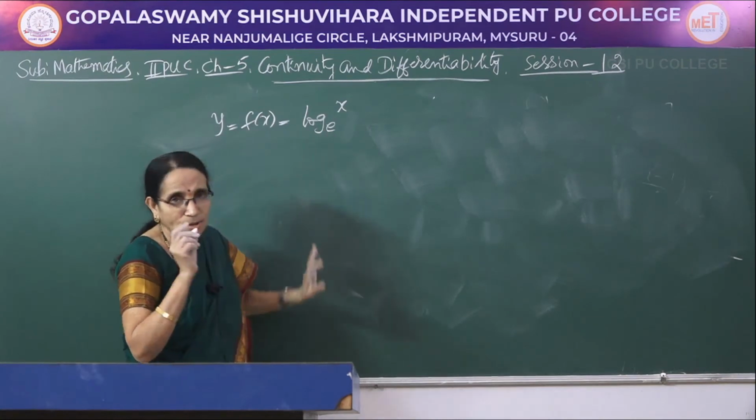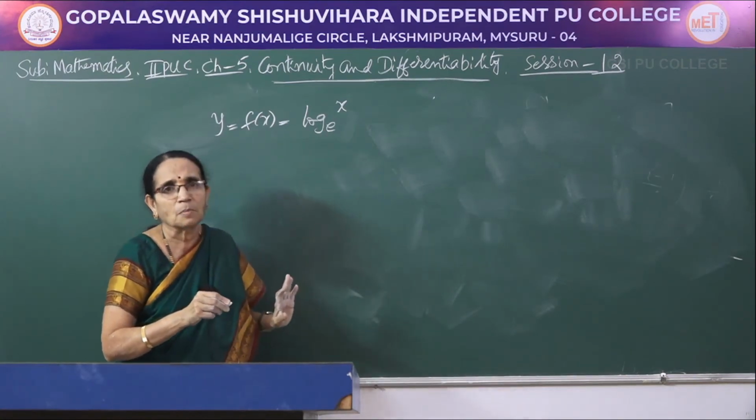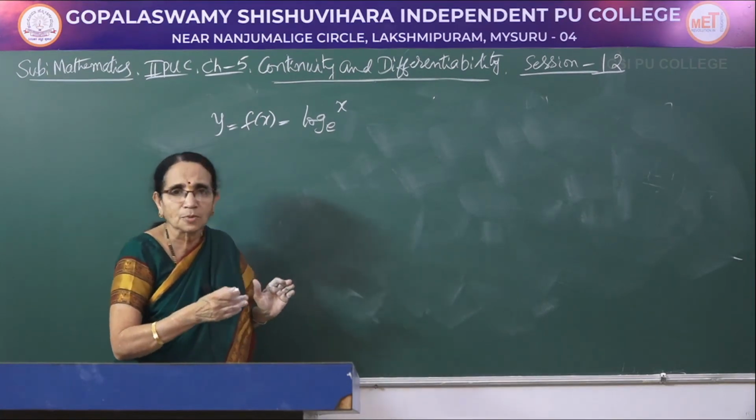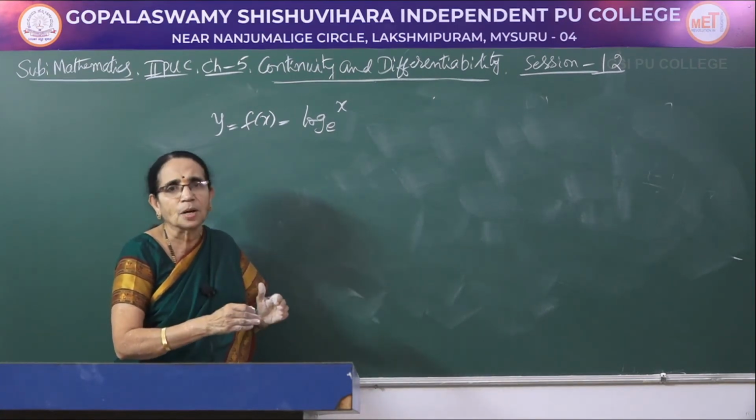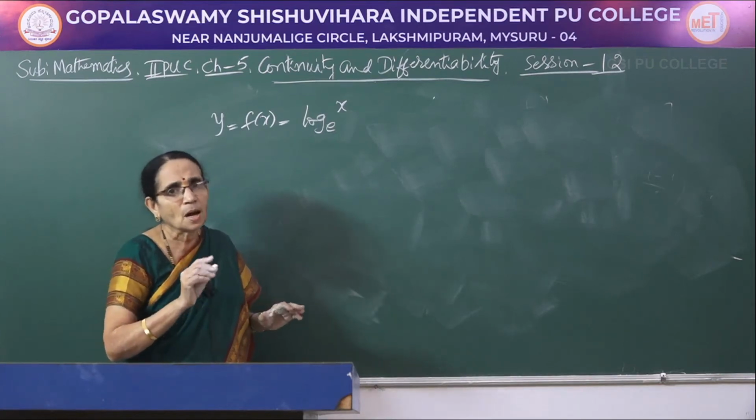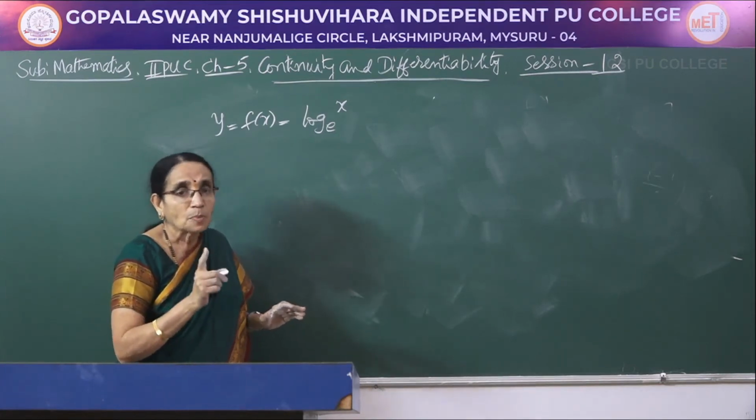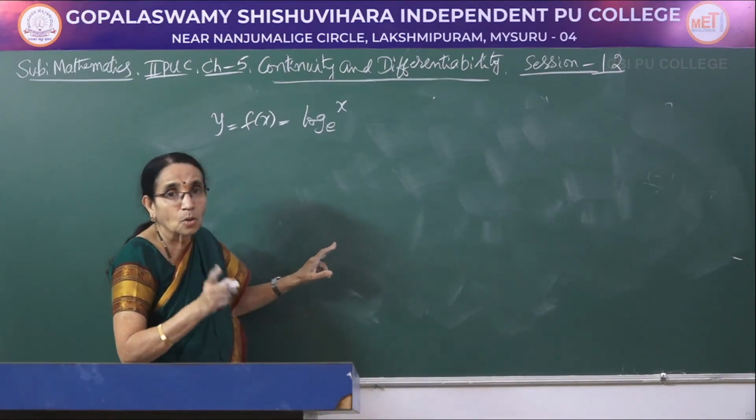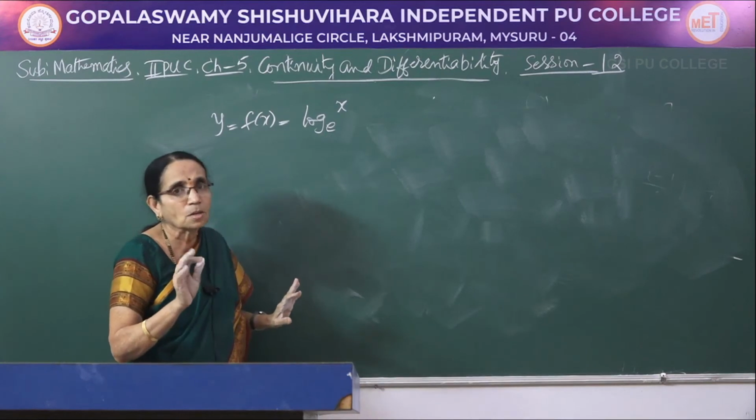If the base is e, this formula is applicable. If the base is some other number, we have to use the law of the logarithm, rearrange the function, and only then can you find the derivative. So be careful, whatever formula you are going to derive is applicable only when the base is e, not otherwise.